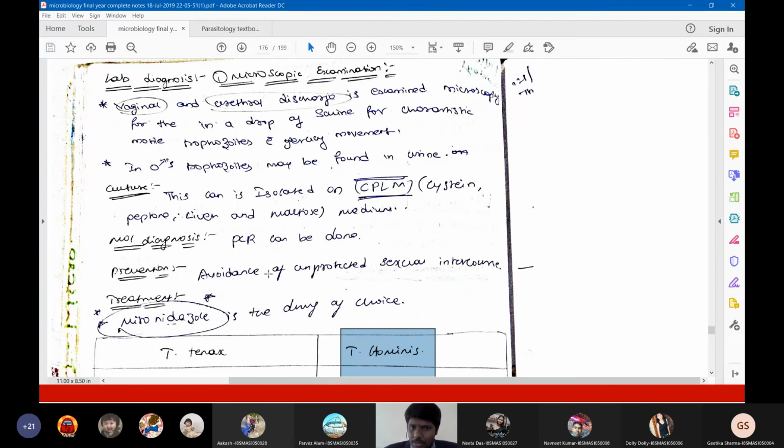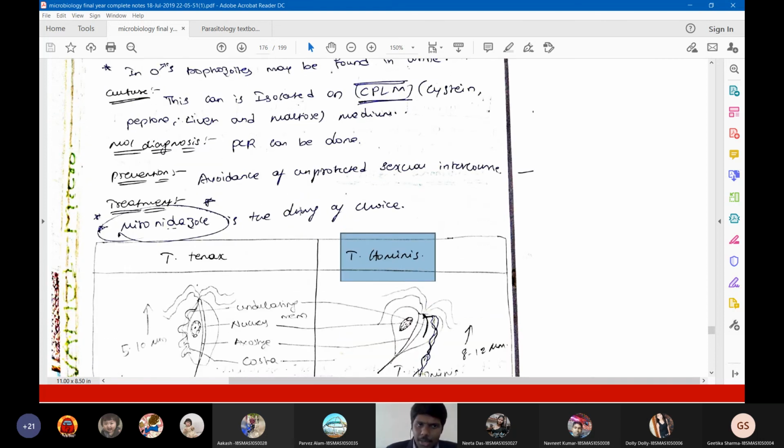For prevention, always have protective sex. That's it. So using condoms or a cervical cap or proper oral hygiene is very important to prevent the Trichomonas infections. So proper sexual practices are important to prevent this Trichomonas infection. And the drug of choice, metronidazole. Most of the parasites can be killed by metronidazole. Okay, so metronidazole is the drug of choice for killing this Trichomonas.